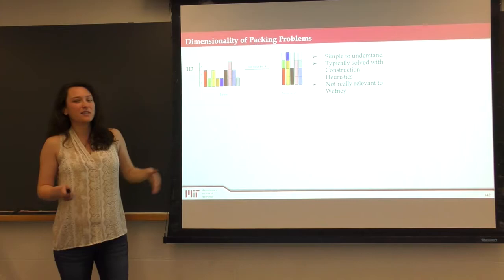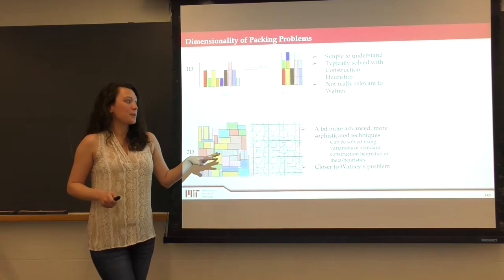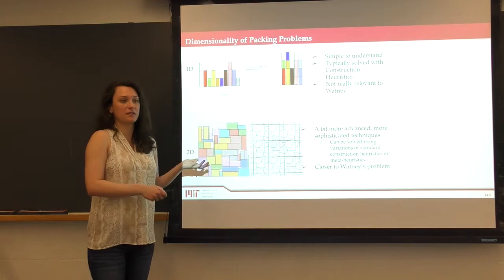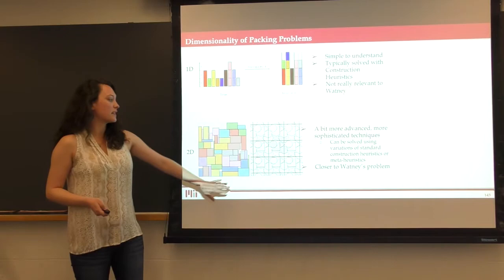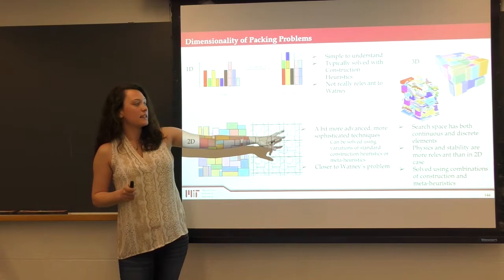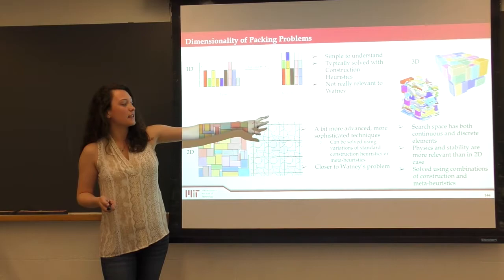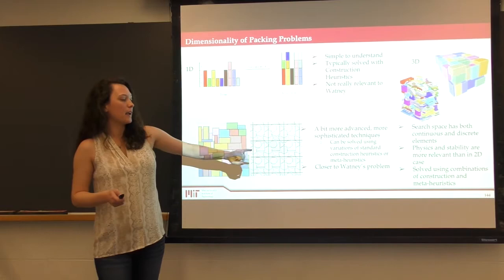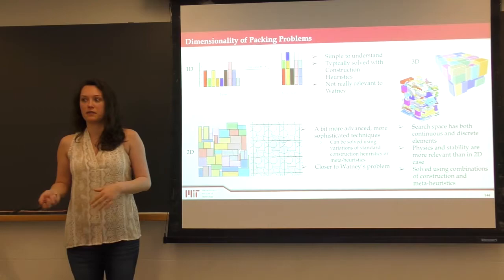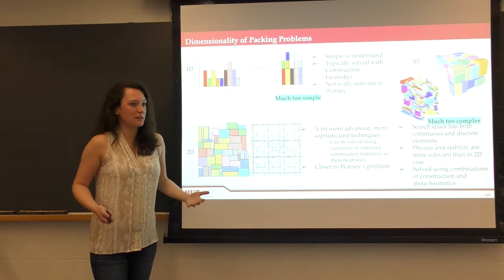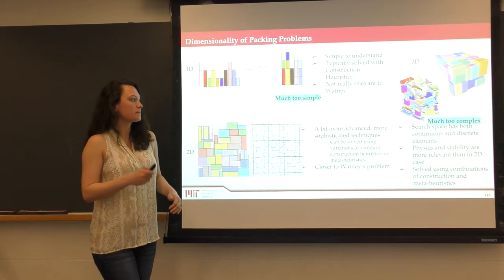But in this case, it's not super relevant to Mark Watney's problem. There's also the two-dimensional case, which is a bit more interesting. It can be solved using variations of the construction techniques and meta-heuristics that I mentioned before. It's closer to Watney's problem. And there's also 3D. In this case, the search space has both continuous and discrete elements. And you can see that physics and stability are much more relevant in the 3D case than in the 2D case. They're typically solved most efficiently using a combination of construction and meta-heuristics. So in general, the 1D case is much too simple, and the 3D case is pretty complex, but we'll build up to it. So perhaps a combination of these things can help solve Watney's problem.